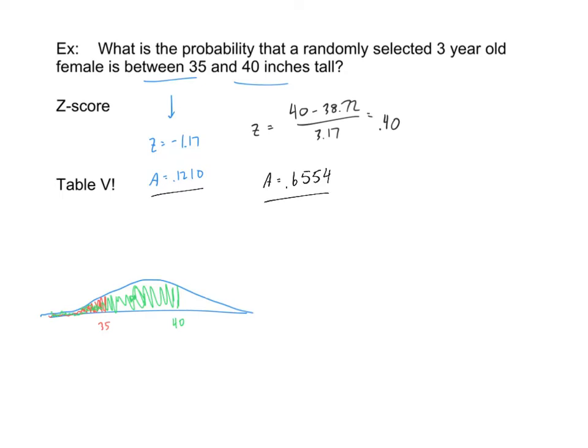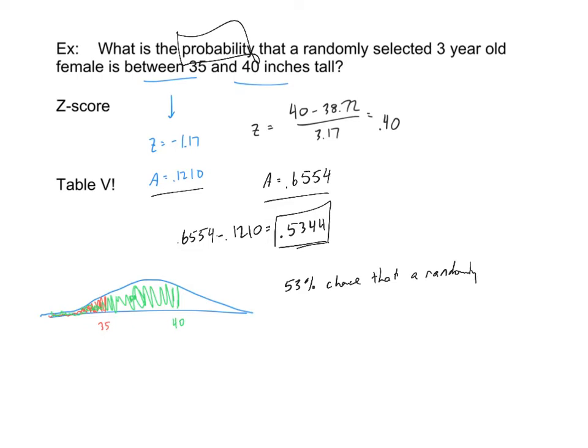To get the area that's between the two z-scores, we're going to take 0.6554 and subtract 0.1210, and we'll get an answer of 0.5344. So that is our answer. But then can we write down some sentence that shows that we know what that means using the context of the problem, probability? There is a 53% chance that a randomly selected 3-year-old female is between 35 and 40 inches.